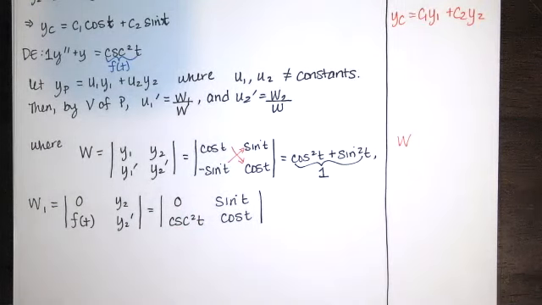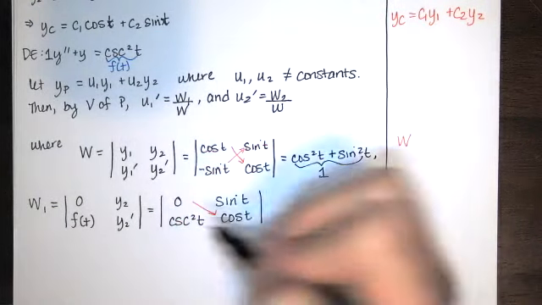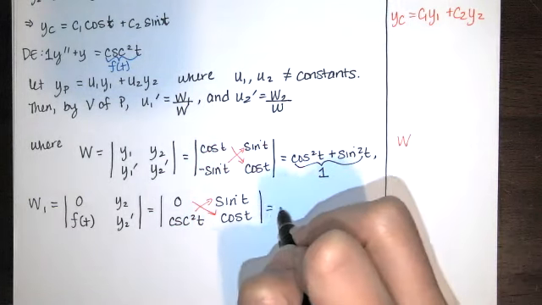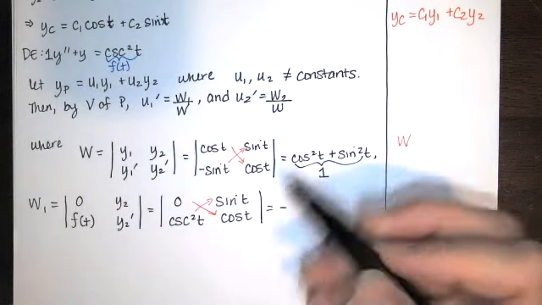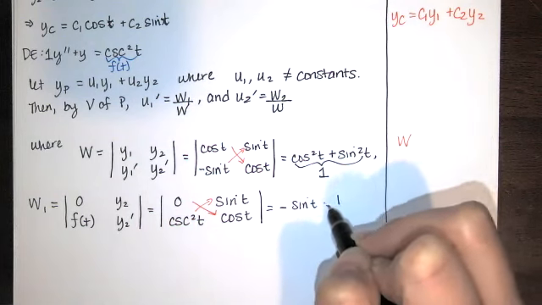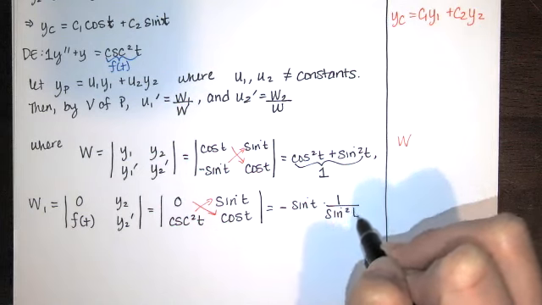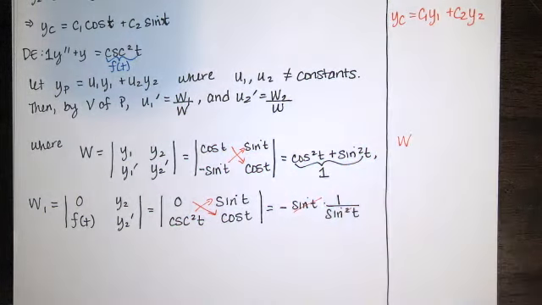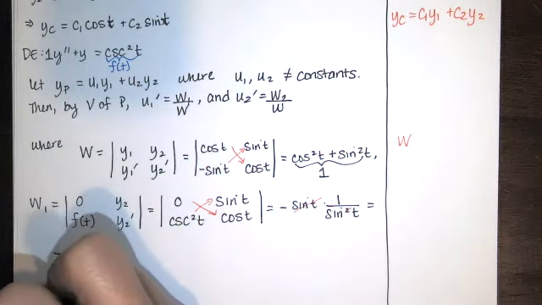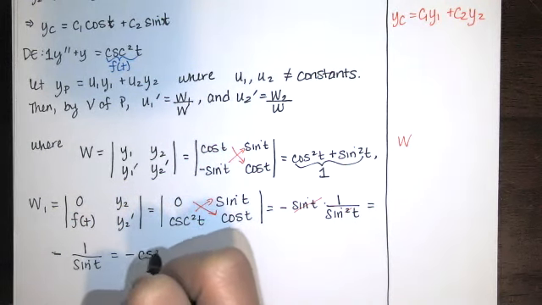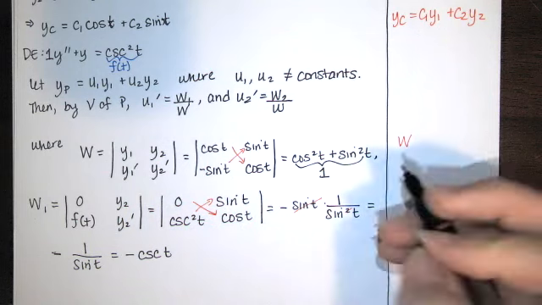And then we evaluate this determinant. You get 0 minus this. So that's going to be negative, and you've got a sine of t, and cosecant squared is 1 over sine squared of t. So one of those will reduce. You have 1 over sine of t that's left, negative 1 over sine of t. So you're going to have negative 1 over sine of t, which is a negative cosecant of t, or w1.